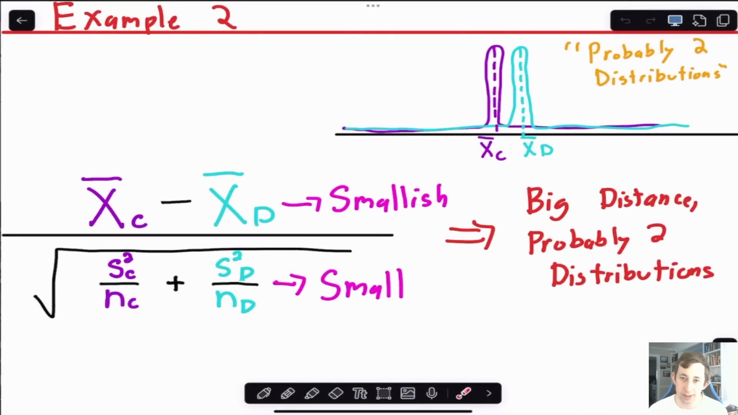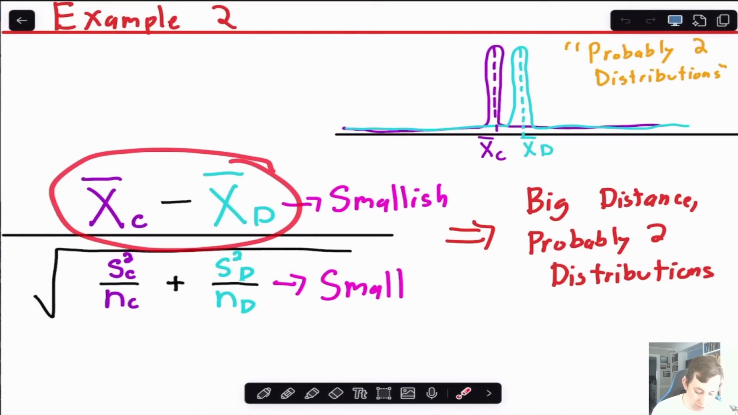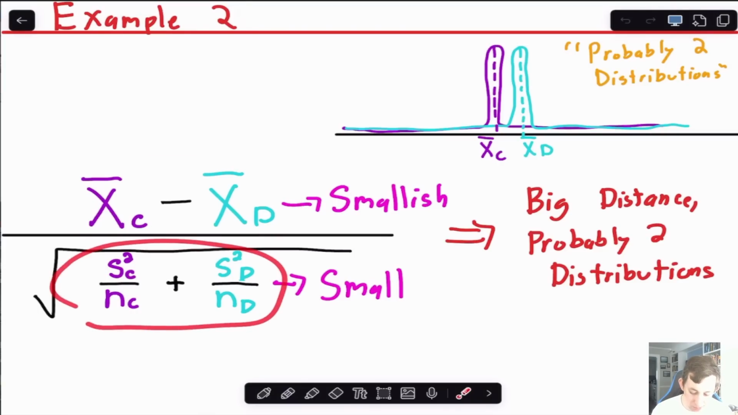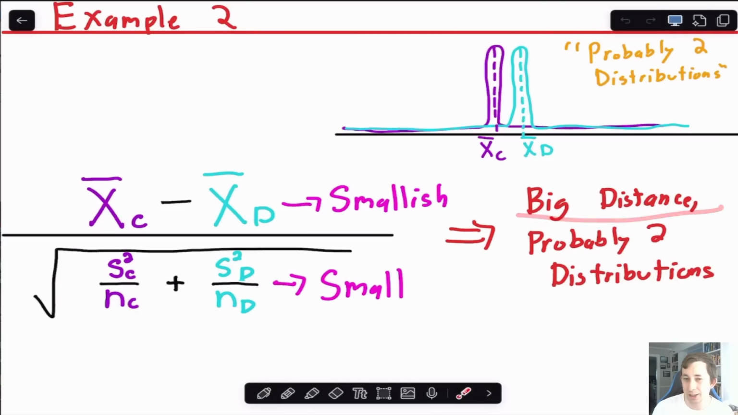On the other hand, in sample C and sample D, we had the same distance between the expected values, but now a small variance, and a smallish number divided by a small number is a big number. So this scaled difference is probably pretty big, and so again, just like we saw intuitively, it's pretty likely that these two samples came from different distributions and not the same distribution.